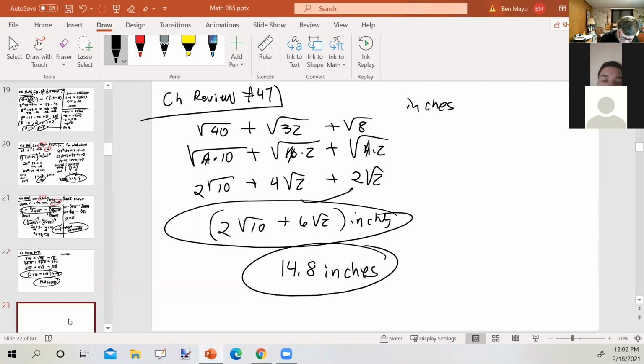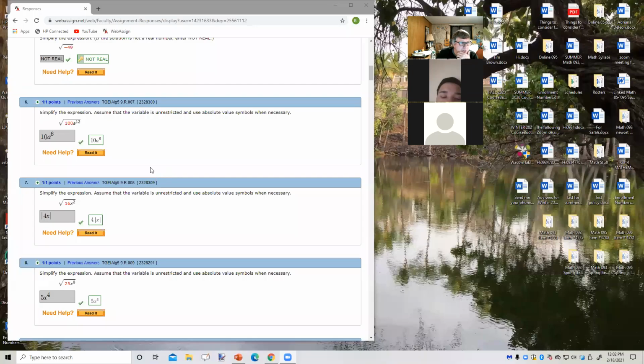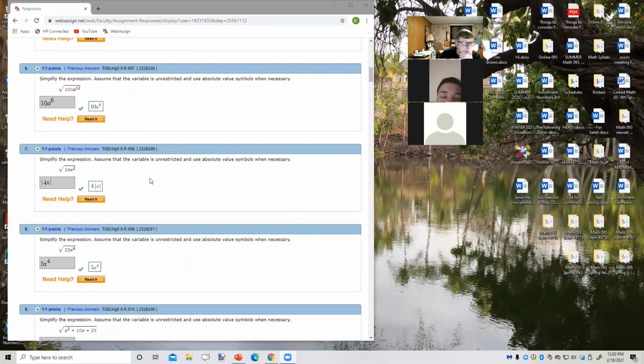Okay, so this is the chapter review, and we're going to look at number 6 and number 7, and let me pull those up. The question that the student had was, why in problem number 6 do we not need absolute value bars, whereas in problem 7 we do need them?